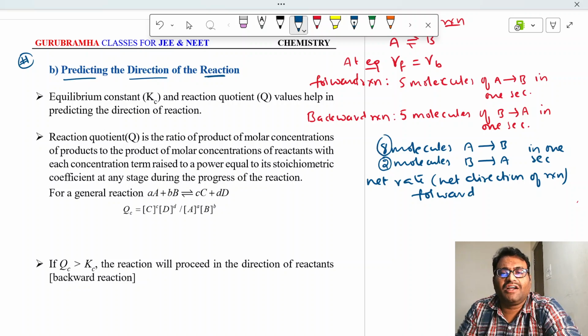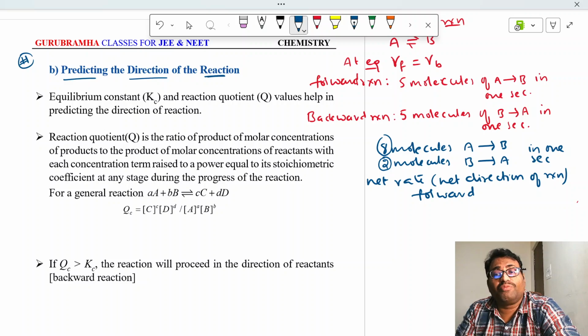So let us understand it. 2 gets cancelled. How many more molecules of A are converting into B than B to A? 6 more molecules of A are converting into B. Are you getting this? So the net direction of reaction is forward, because more A is converting into B than B to A. That means the rate of forward reaction is greater than the rate of backward reaction. So the net direction of the reaction will be forward.